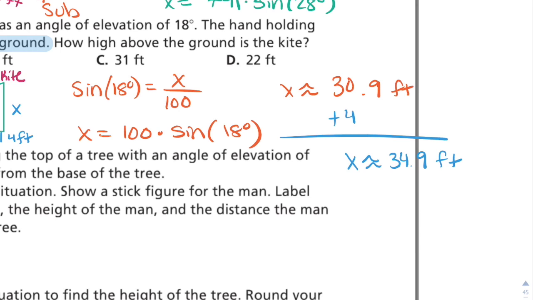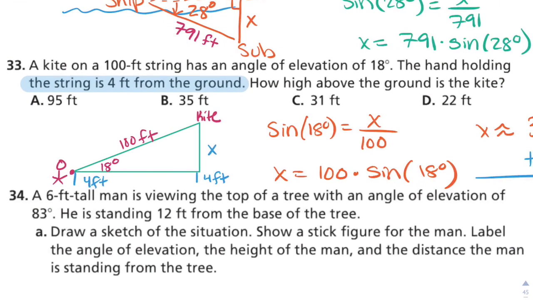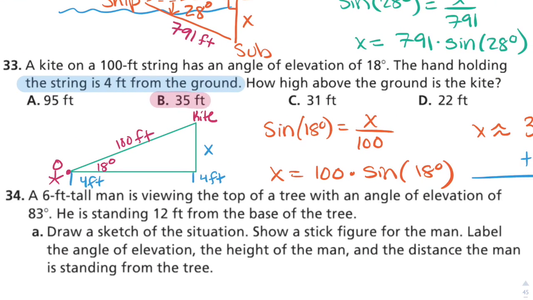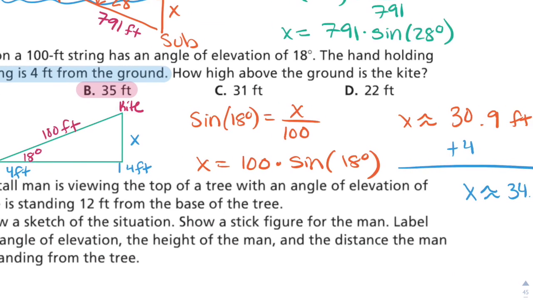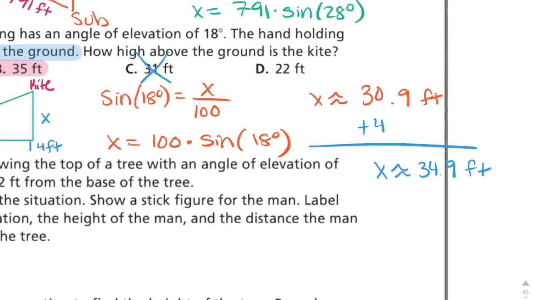And 34.9 is not an answer they offer because it's actually 35. We're going to round up to 35. So be careful. Don't pick the 31. You have to add the 4 feet in afterwards. So we get x approximately equals 35 feet.